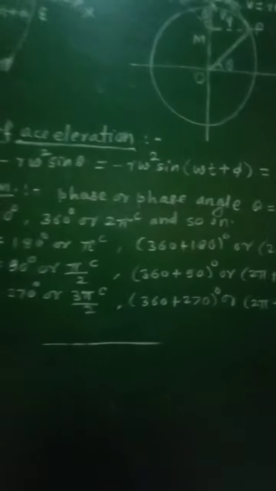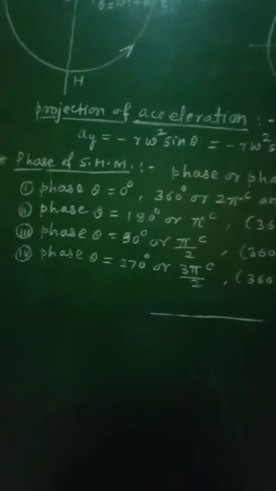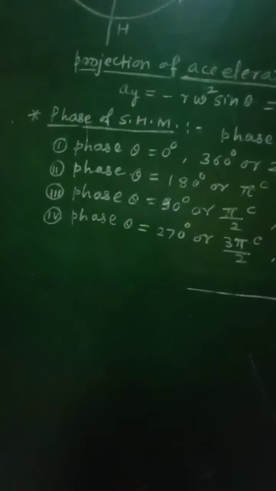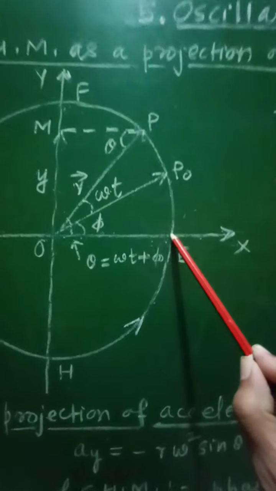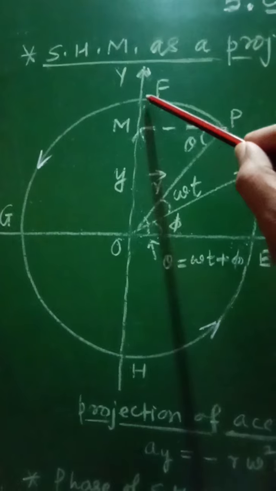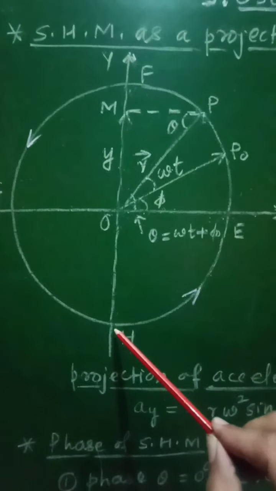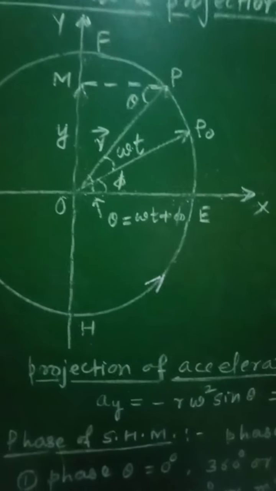Now let us consider different positions. As shown in the first diagram, the different positions we will have to consider are for theta equal to 0, theta equal to 90 degree, theta equal to 180 degree, and theta equal to 270 degree.